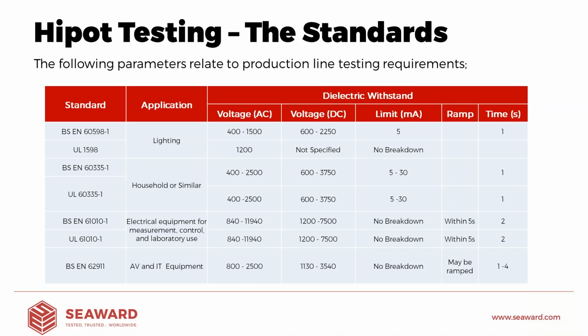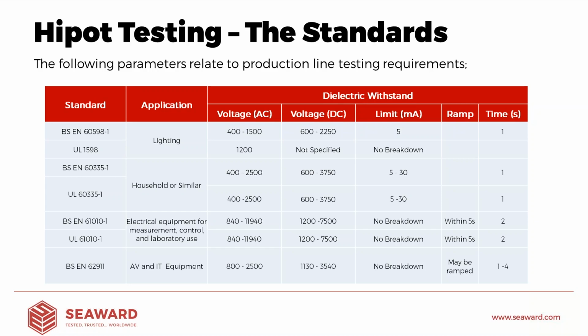You will see that certain products will specify a ramp. So 61010, for example, for laboratory use, you can see that we should ramp the voltage from 0 to its prescribed voltage within 5 seconds. And you can see test times are fairly similar, somewhere in the region of 1 to 4 seconds. As an example, household equipment, if you're testing a 240 volt product, it's typical that a class 1 product will be tested at 1,000 volts, whereas a class 2 or double insulated product would be tested up at the 2,500 mark.